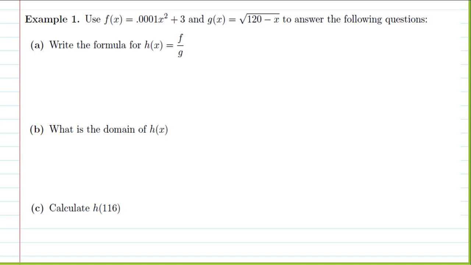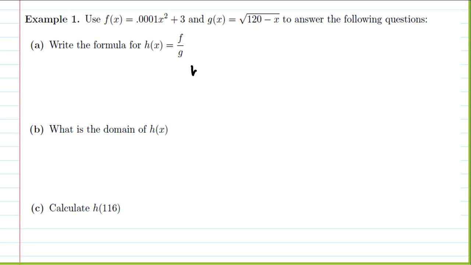The first example we want to look at is just using some function algebra to remind us of some of the algebraic properties when doing function algebra. So use f of x equals 0.0001x squared plus 3 and g of x equals the square root of 120 minus x to answer the following questions. So write the formula for h of x, where h of x is equal to f divided by g.